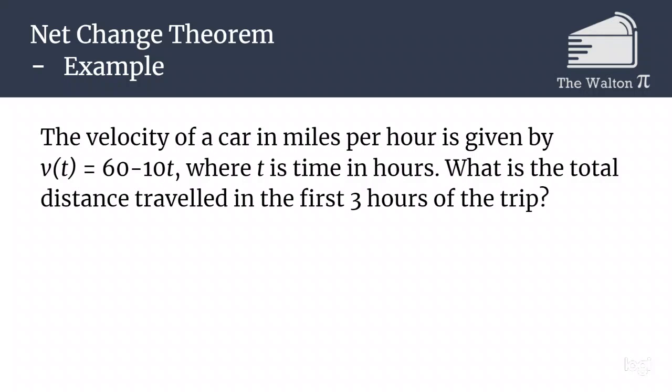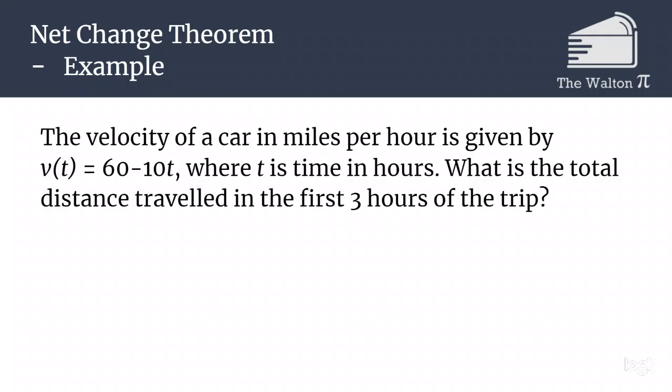Let's say that the velocity of a car in miles per hour is given by velocity in terms of time equal to 60 minus 10t, where t is the time in hours. What's the total distance traveled in the first 3 hours of the trip?